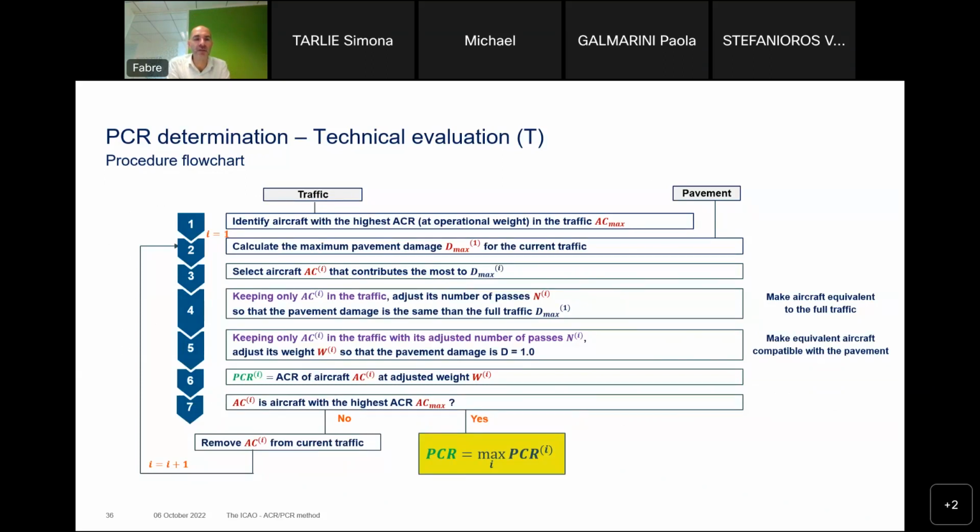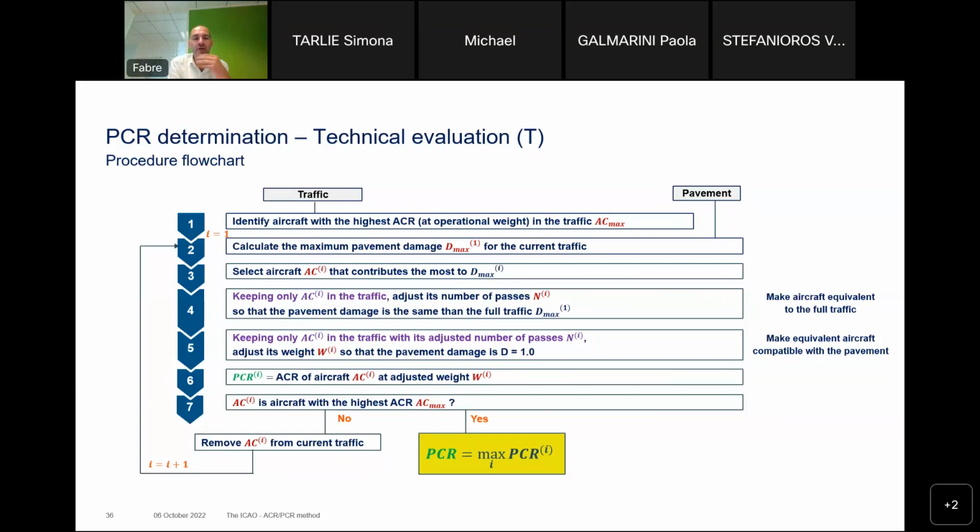So the first step consists in identifying the aircraft with the highest ACR at its operational weight in the traffic mix. And then, we will see later why this first step. In fact, this is because in the PCR procedure we have an iterative procedure, and this is a criterion to stop the iteration.